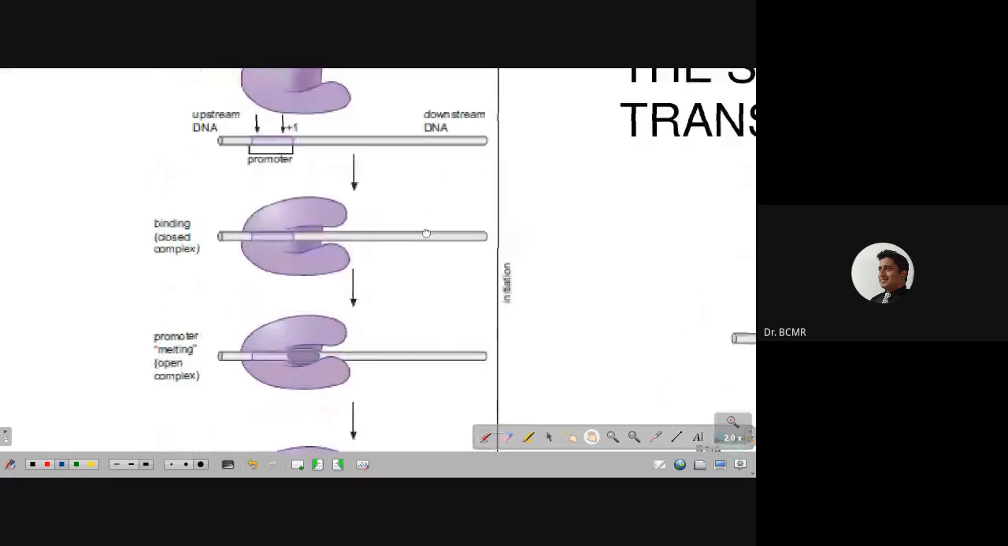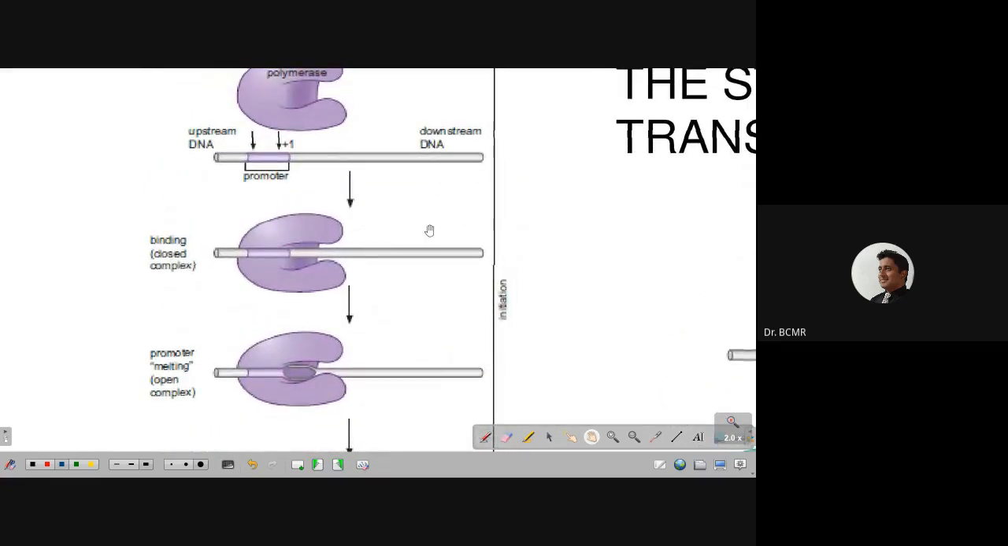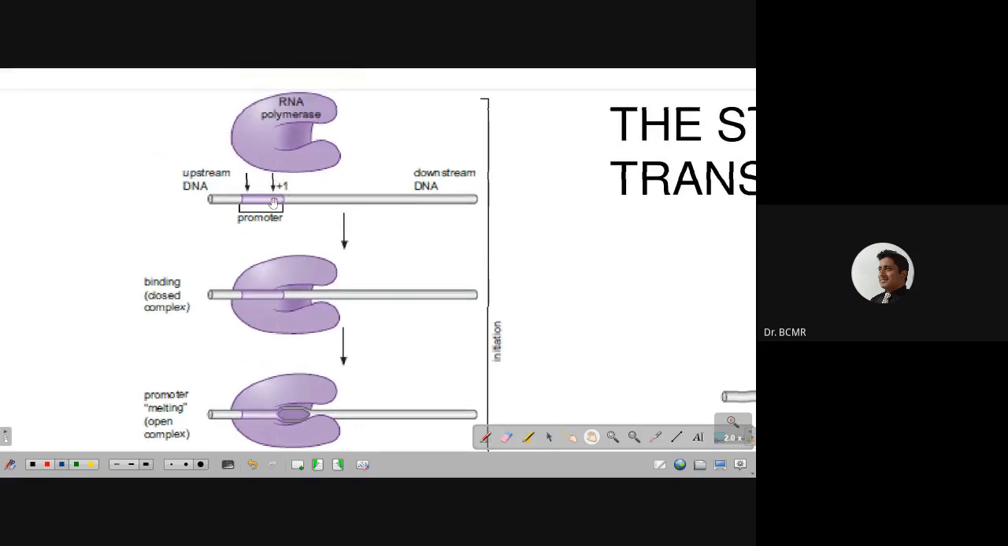Anyway, I'll just describe the transcription, what happens. I also have to describe this. What is here? You see +1. +1 is the first base added during transcription. That is where transcription has actually started, and that is represented as +1.